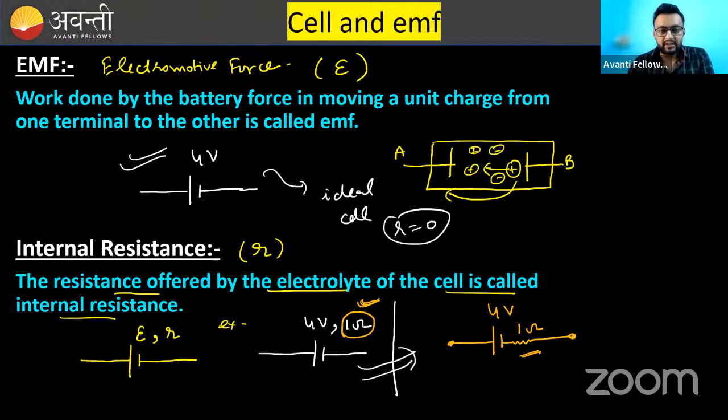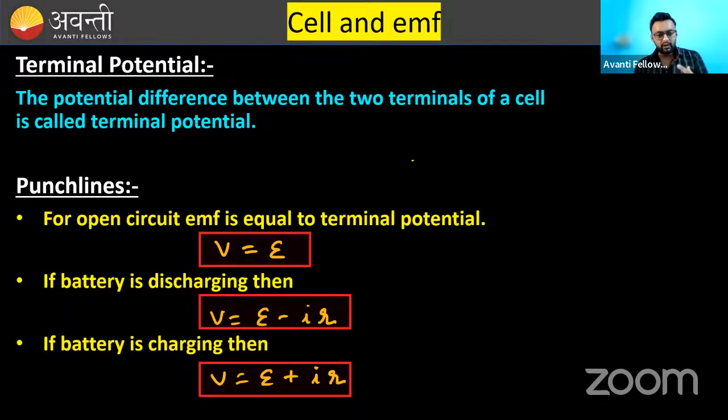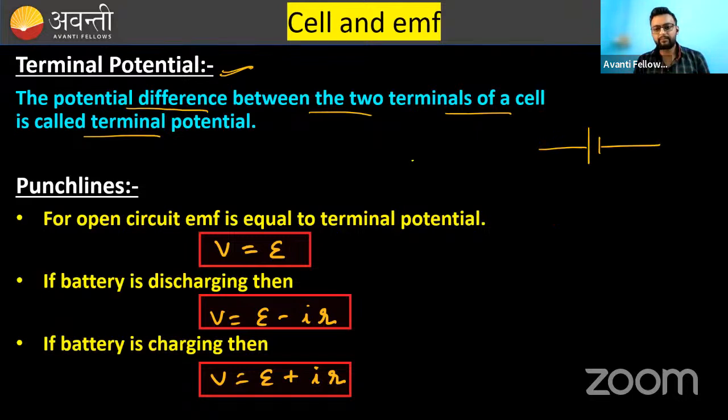Now there are a few things that you should remember. One more thing, that is terminal potential. What is terminal potential? These are two different things, EMF and terminal potential. What does it say? The potential difference between the two terminals of a cell is called terminal potential difference. I think the definition is clear. This is terminal A, this is terminal B. The difference between these two terminals is called potential difference.